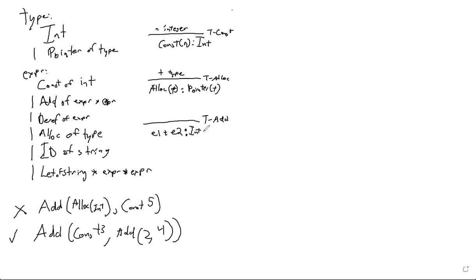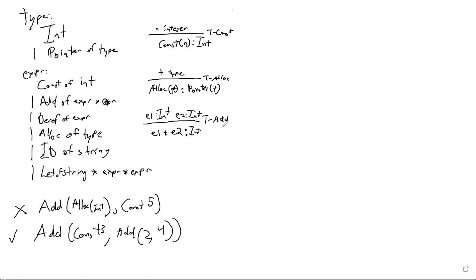But again, this is going to depend on what E1 and E2 are. We want to rule out this thing down here. And what's the problem with this? Well, the problem is that one of the things that we're trying to add is not an integer. And you can't add things that aren't integers under our rules. So what we have to do is say, okay, we want to make the judgment that E1 is an int. And we also want to say that E2 is an int.